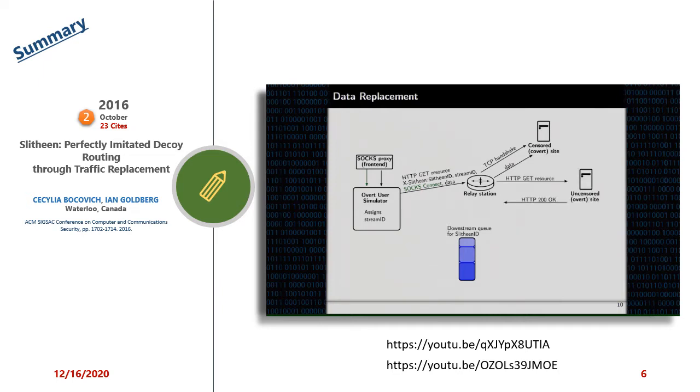And meanwhile, we have forwarded this GET request onto the overt site. And so we're not actually delaying this request more than we have to. The overt site will respond with a resource. And whenever this happens, the relay station will determine whether or not it's a leaf resource and then replace it with the saved downstream data, forwarding it to the client.